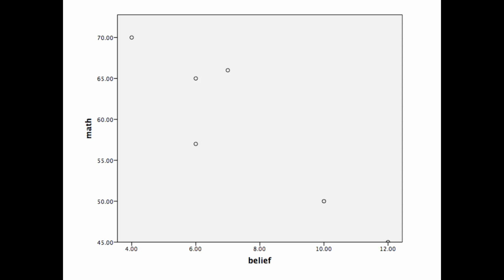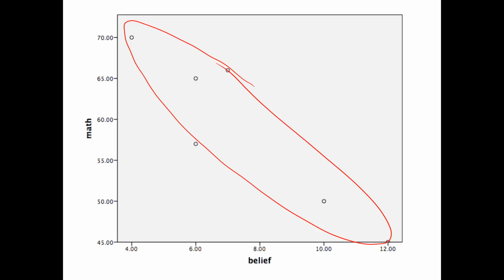Okay. So the first thing I did in SPSS was make a scatter plot. You can watch the video on how to make scatter plots, or if you watch the correlation in SPSS video, it also shows you how to do scatter plots. This really helps you look at what the correlation should be. And this one's clearly negative, so it leans to the left. As belief goes up, math ability goes down.